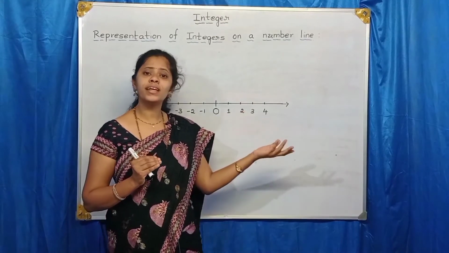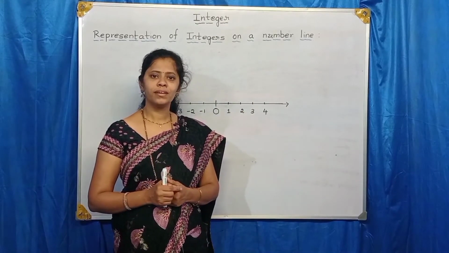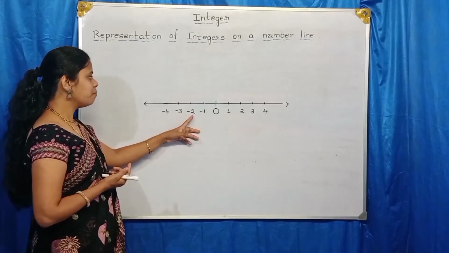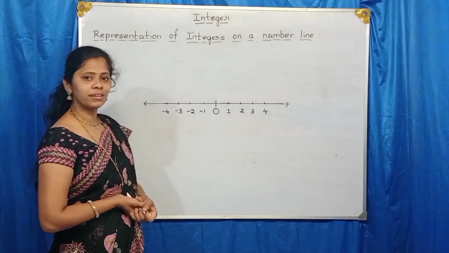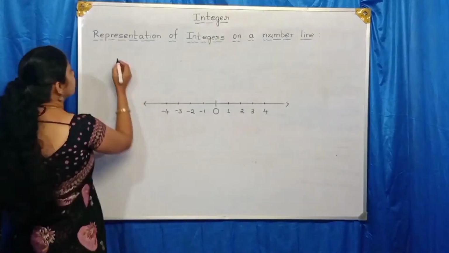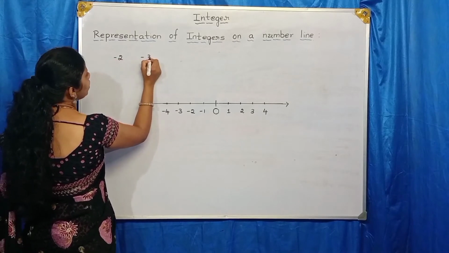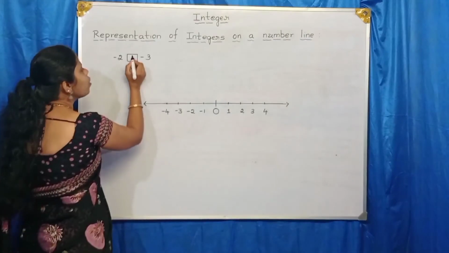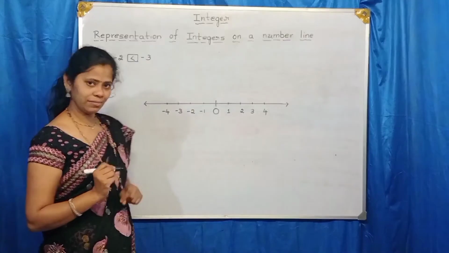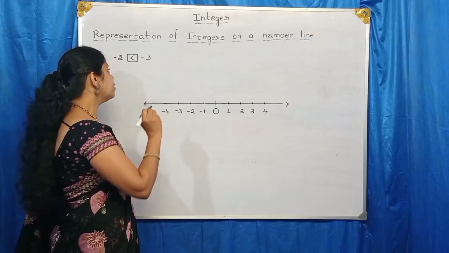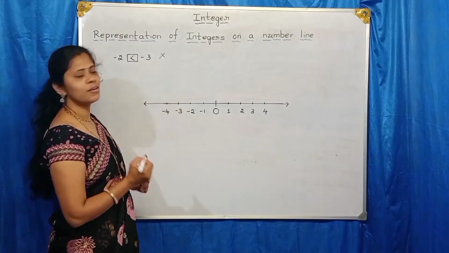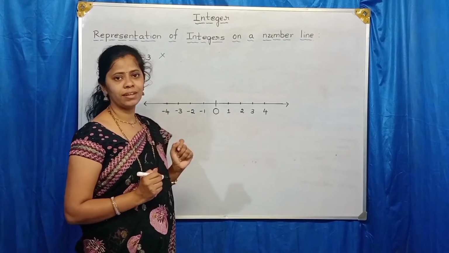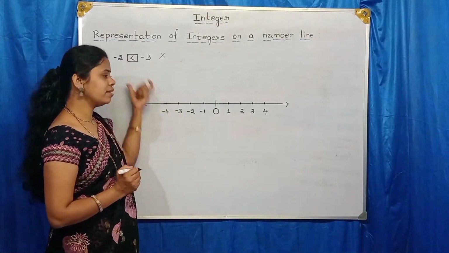If I ask you, is 3 greater or is 4 greater? Your answer is 4. But here I will ask you, is -2 greater or is -3 greater? What is your answer? -2 and -3, which is greater? So many of you will answer -3, right? But it is wrong, because -2 is greater than -3.